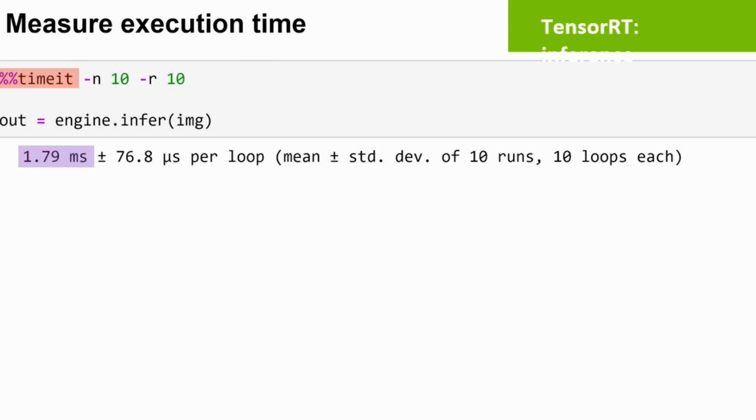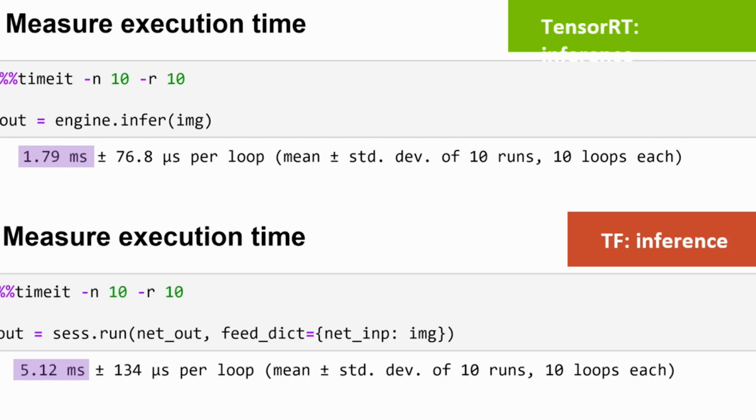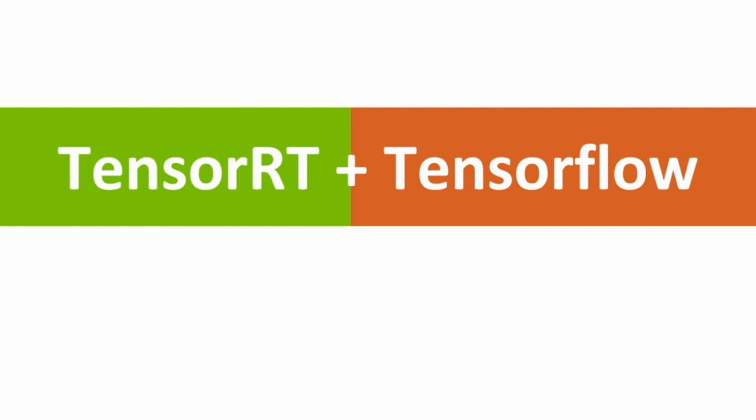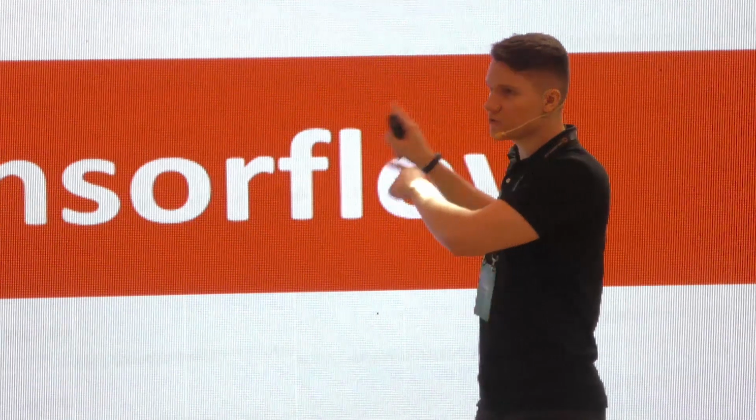Wow, we have 179, and in TensorFlow we had 512. Well, at least 3 times faster, although the TensorFlow implementation worked on the same GPU, with the same cuDNN layers, etc. Yeah, success. And very briefly, I'll show you the new feature, TensorRT plus TensorFlow.